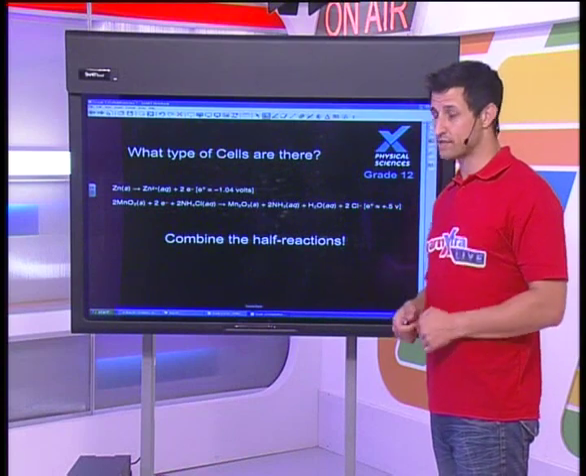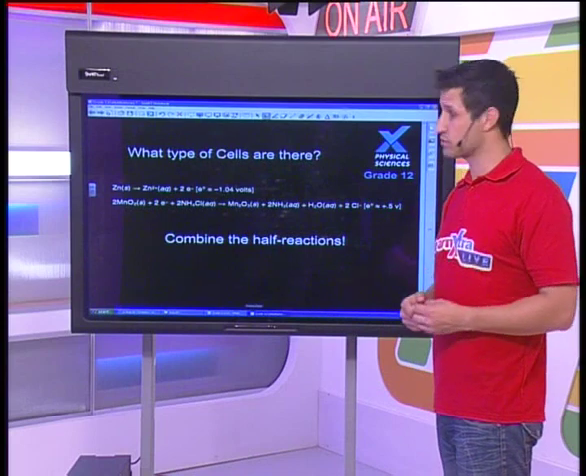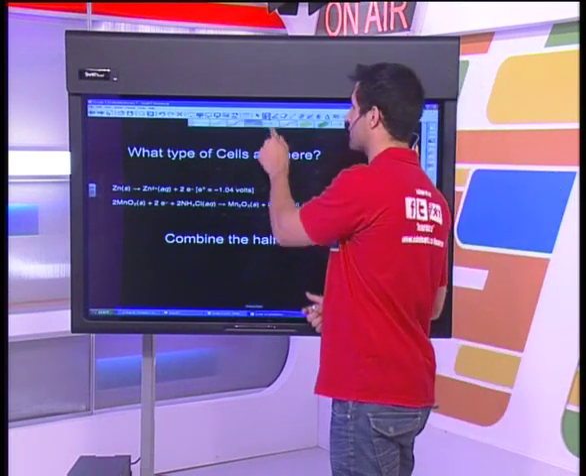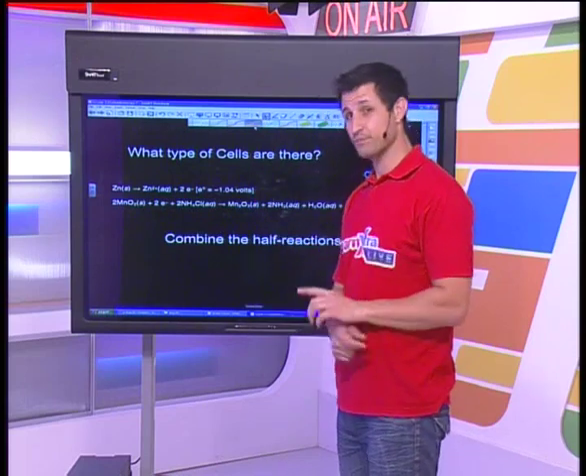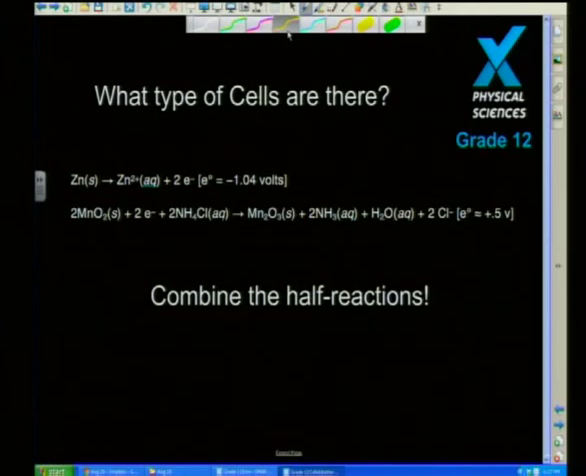Now, inside your exam, they will give you exactly something like that. What they expect you to do is to label and then combine these half reactions, which is what we're going to do today. So let's label them first. Zinc goes to zinc 2 plus 2 electrons. The electrons are on the right-hand side. That should tell me something.